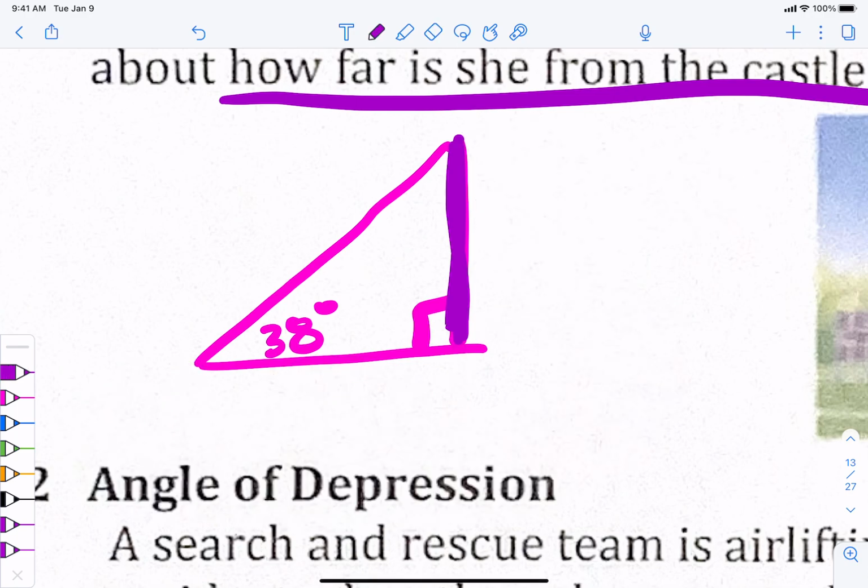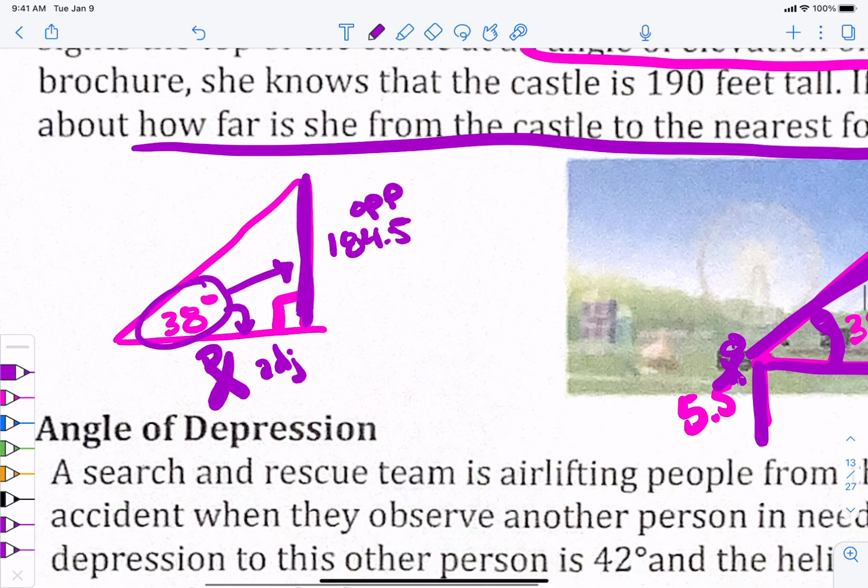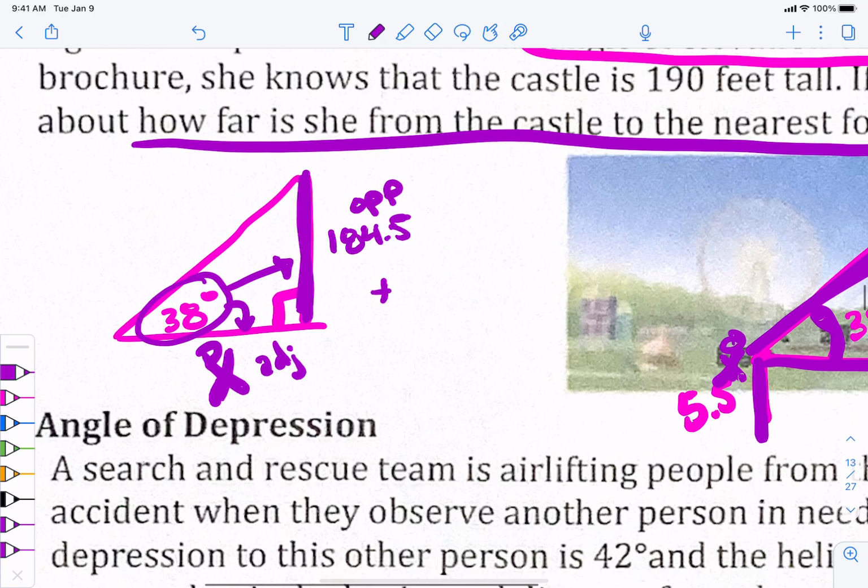So we have this going on here, 184.5, and we're trying to solve for this guy. Now it's set up the same way as we've been doing. We use either sine, cosine, or tangent. So 38 degrees. Let's look at what we have and what we need. 184.5 is the opposite. The question mark that we're trying to solve for, we'll call him x, is the adjacent. Which trig function is opposite adjacent? Opposite adjacent is tan. Tangent, TOA. Tangent of 38 degrees equals?